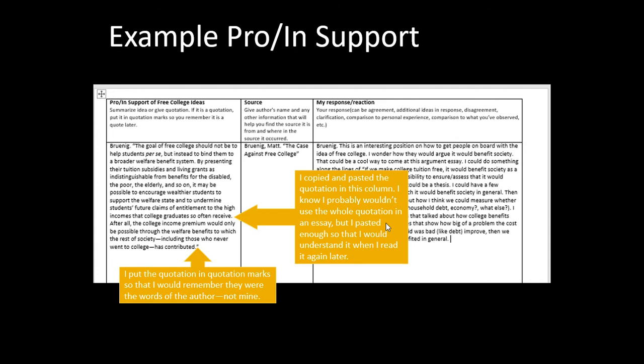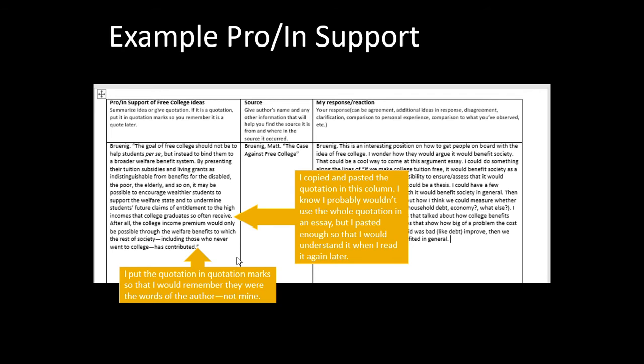So this is the example of a pro, or in support, page. I read the Bruning article for this example, and I found a quote that I thought was pretty interesting. I copied and pasted the whole thing. It's pretty long. I don't think I would use a quote that long in my essay, but I was afraid that I wouldn't understand it if I quoted just a little bit of it.